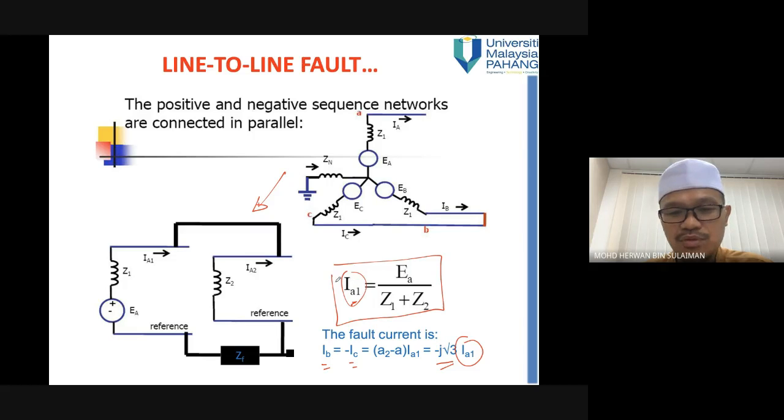From here we can also see that to find the IA1, you need to calculate your Z1 as well as Z2, meaning that you need to find your equivalent symmetrical sequence impedance for Z1 as well as for Z2. Okay, positive and negative sequence. So that is what happened here.